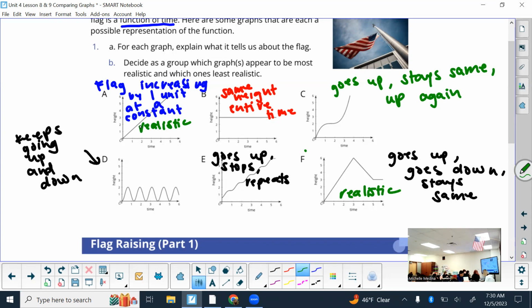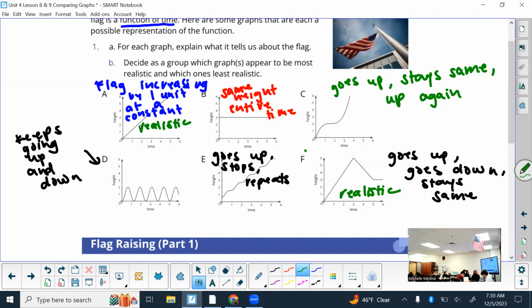the same height. Graphs A, C, and F are possible, but unlikely that the flag starts out being on the ground. So you guys see that those flags, A, C, and F, start at the origin, which, like when you're raising a flag for an event, we usually don't keep the flag on the ground to begin with, okay? Questions on that?